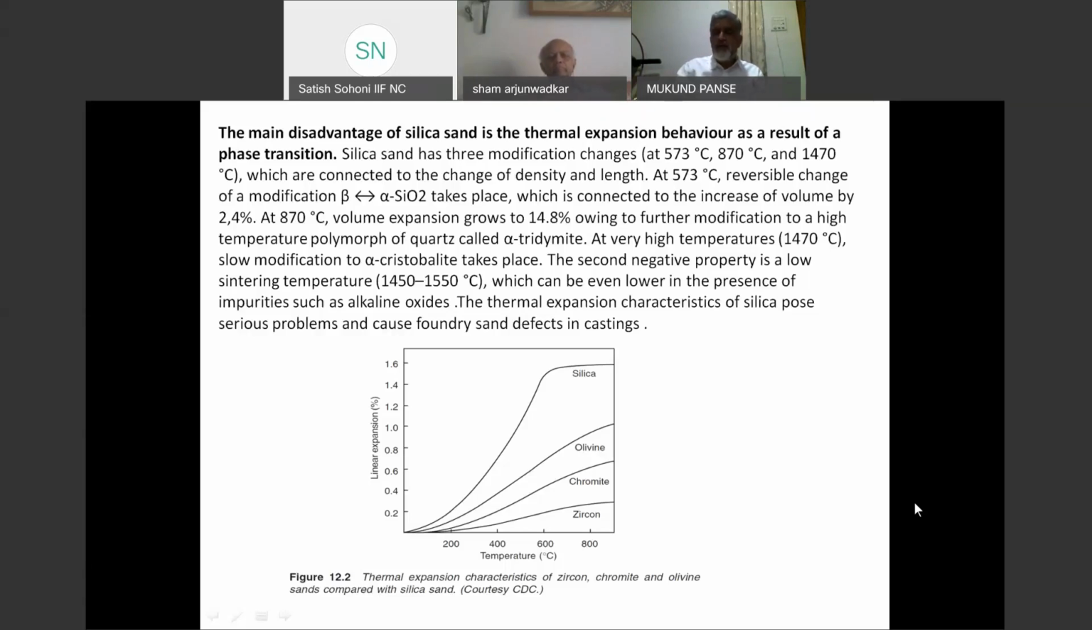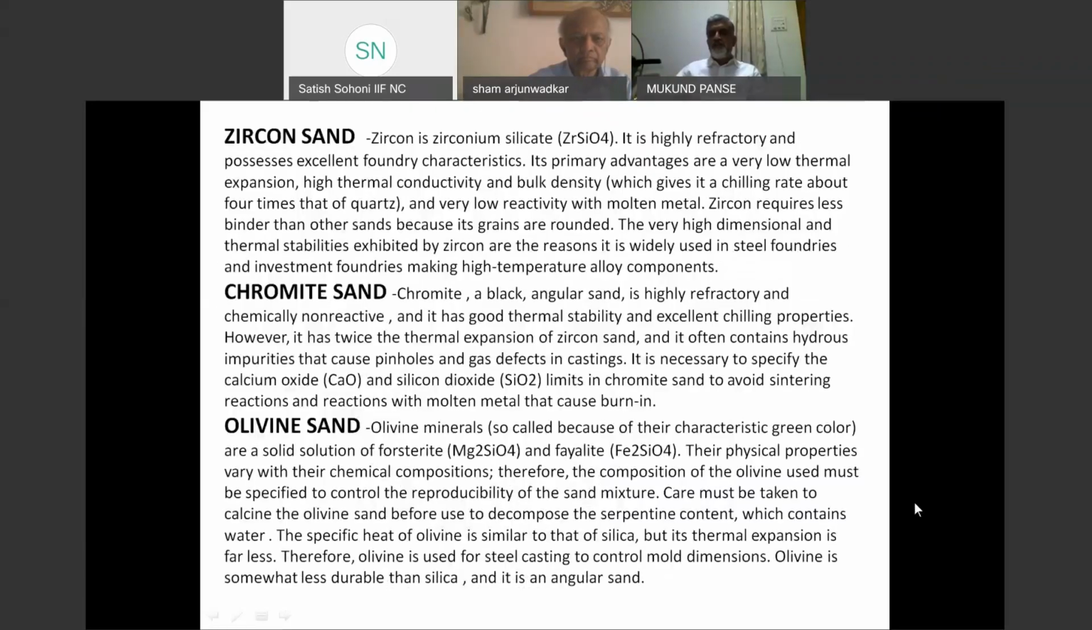These are the defects caused by expansion of the sand, and this is where silica sand is inferior to all other sands. Next sand used is zircon sand. It is zirconium silicate. It is excellent sand and meets all the requirements. It is neutral, doesn't react with most any metal. It has excellent thermal properties, very high fusion point, very low thermal expansion.